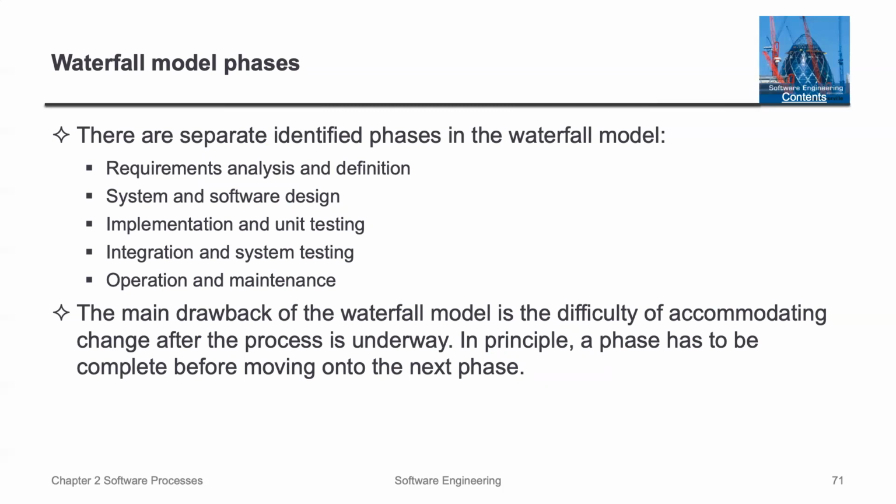Number two, you have the implementation and unit test. Number three, four, integration and system tests, and operation and maintenance, as we showed in the figure on the last page. So the main drawback of the waterfall model is the difficulty of accommodating change after the process is underway. In principle, a phase has to be complete before moving on to the next phase.